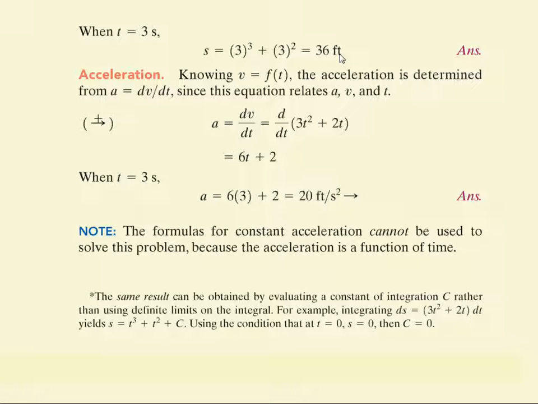In this case, we cannot use constant acceleration. Why is that? Because the acceleration is a function of time. In fact, in this case, it's 6t plus 2. It's not a number.